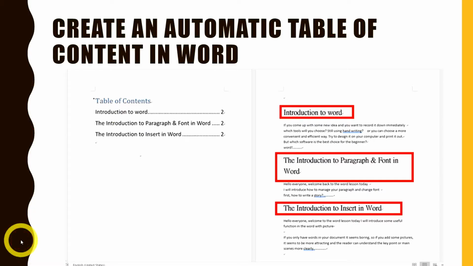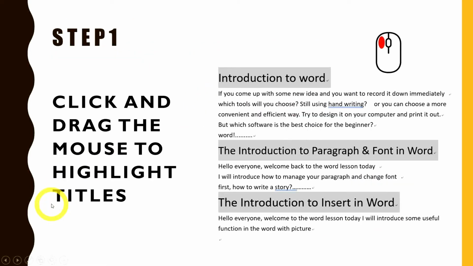Objective 2. Today, we mainly introduce how to use the title to make a table of content. For example, we will turn these 3 titles in the reference into a table of content. So, let's get started. Step 1. Click and drag the mouse to highlight titles. If you want to highlight 3 titles at the same time, press Ctrl on your keyboard. Let's watch the video to see how it works.